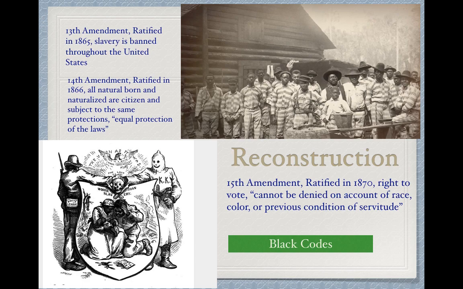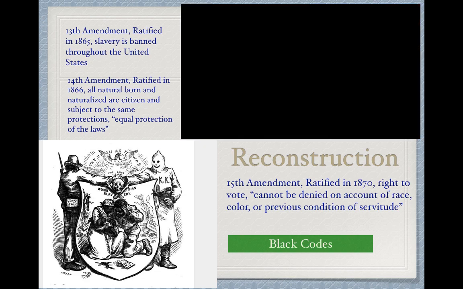Okay, then the 15th Amendment is ratified in 1870, and it guarantees the right to vote, quote, cannot be denied on account of race, color, or previous condition of servitude. It doesn't matter what color your skin is. It does not matter if you have ever been a slave. You can now vote. It does not say anything about your gender, though. Note that. We'll come back to that later on. There's a quick video I'm going to play here before we move forward.